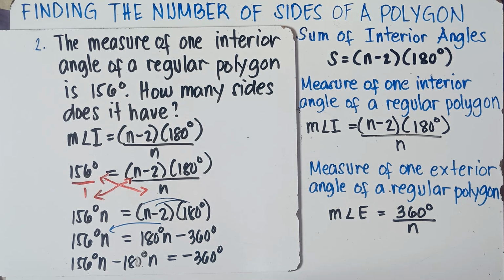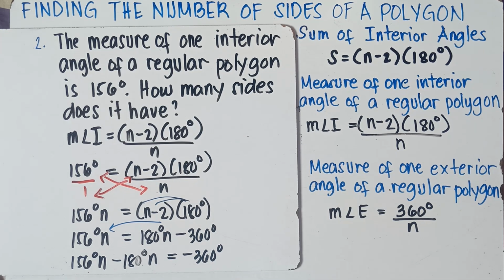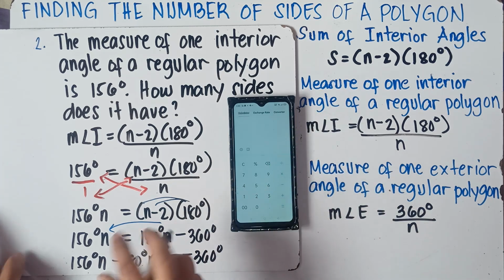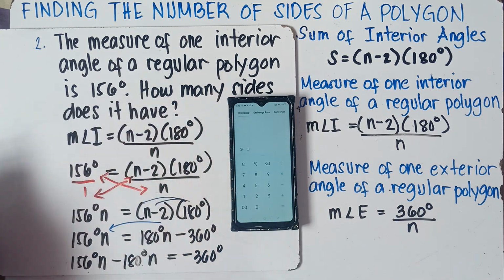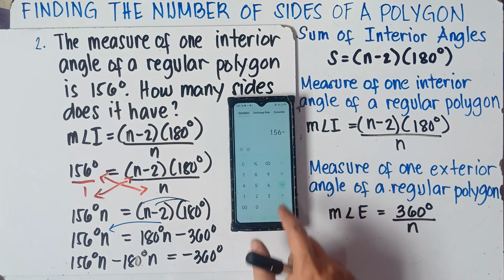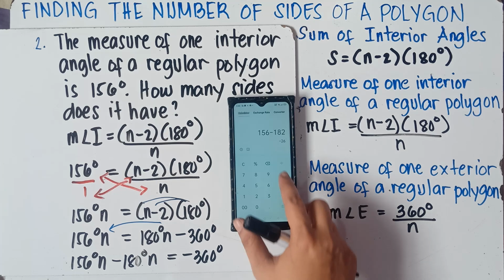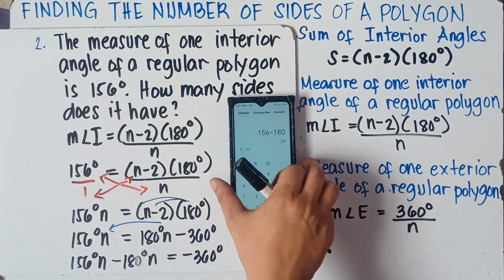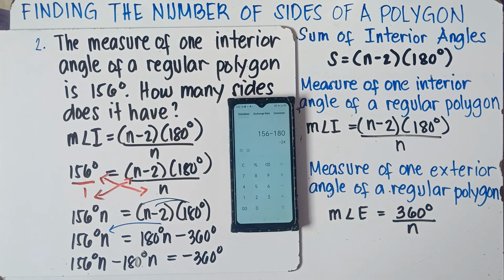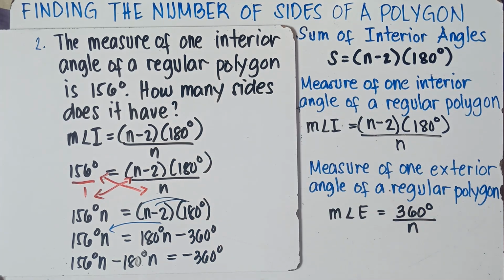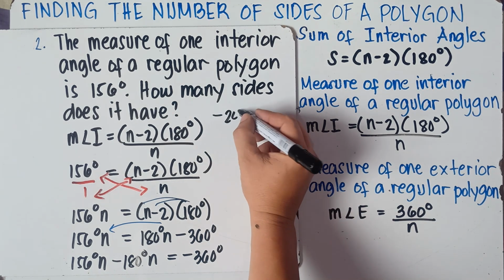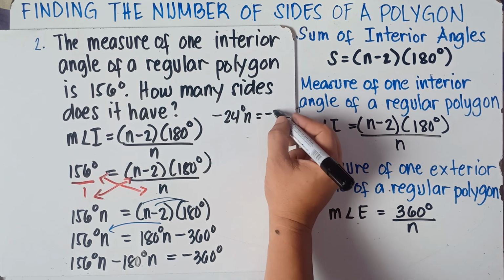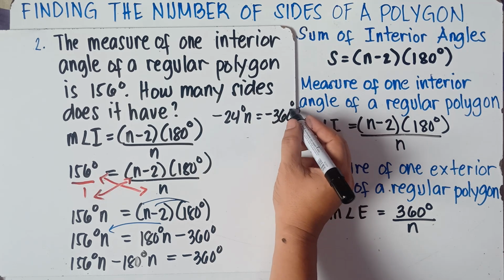Alright, and then simply use your calculator: 156 degrees n minus 180 degrees n. I'm just using my cell phone, class, because my calculator is not turning on. So 156 minus 180, that's negative 24 because 180 is greater than 156. Negative 24 degrees n equals negative 360 degrees.